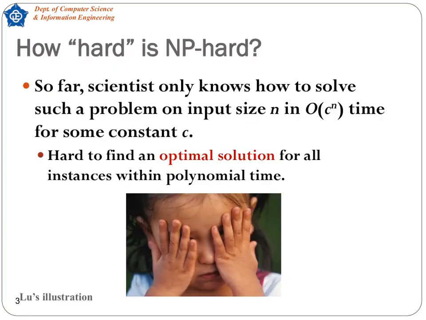Building on that, today we ask, how hard is NP-hard? So far, our best algorithms still run in exponential time, on the order of c to the power of n for some constant c, as the input size n grows. In other words, there's no general way to guarantee an optimal solution in polynomial time for every instance. This ongoing challenge is captured perfectly by the image of a frustrated child covering her eyes, reminding us just how tough these problems can feel in practice.